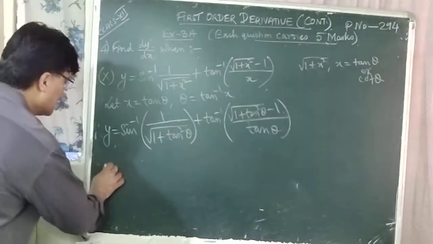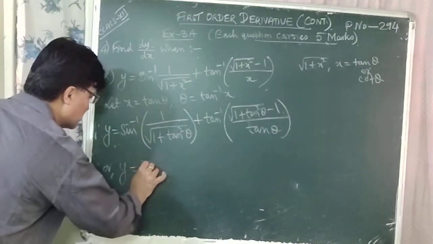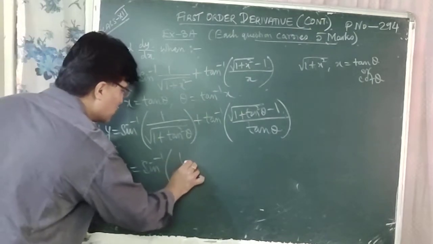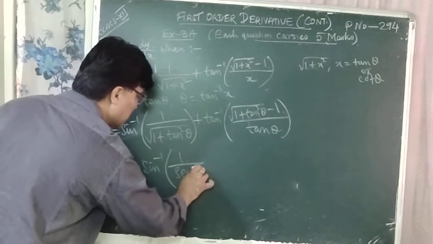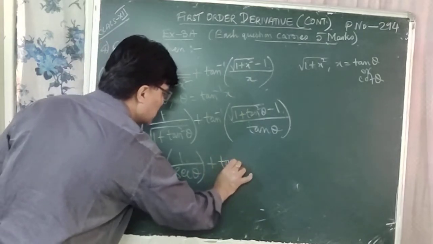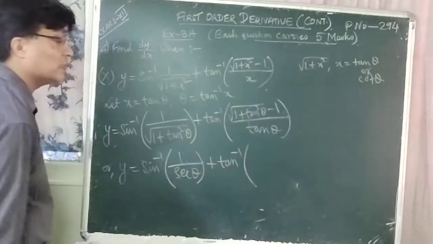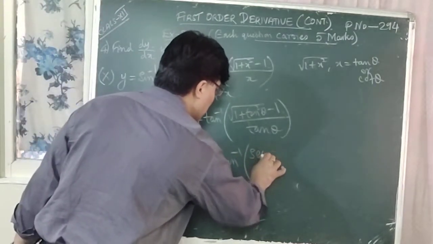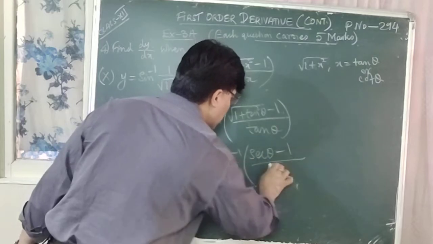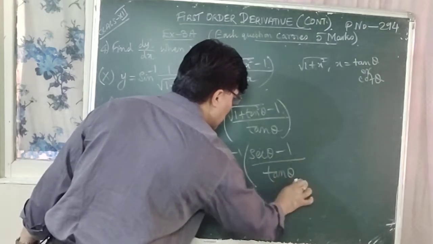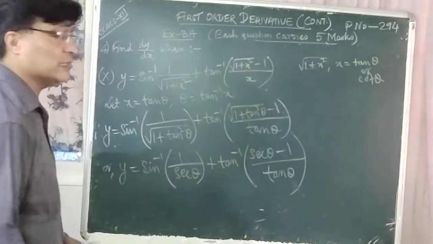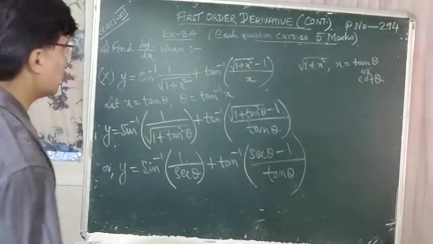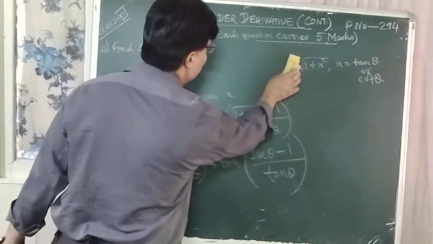So let us simplify it. Or y is equal to sine inverse within bracket 1 upon, what is root over 1 plus tan square theta? It is sec theta, plus tan inverse within bracket. What is root under 1 plus tan square theta? It is sec theta. So sec theta minus 1 divided by tan theta. Is that clear? Now let us simplify it again. You can simplify it further.